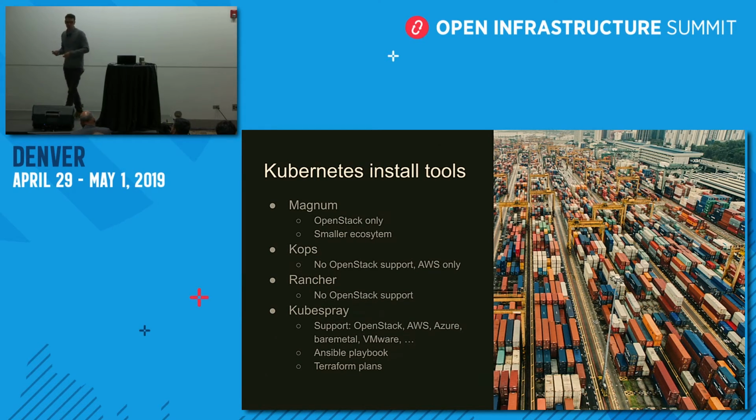Lastly, you have KubeSpray, which is basically a set of Ansible playbooks to install Kubernetes on basically any platform. Bare metal, AWS, OpenStack, doesn't really matter. And it comes with a set of Terraform plans that you can use out of the box. So this is kind of nice to get started. You have plans for OpenStack.